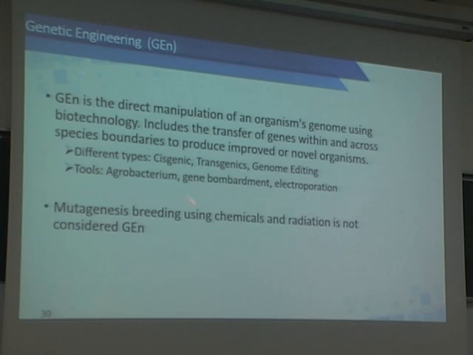Well, first of all, I think everybody is now aware of what genetic engineering and transformation are. There are different types. We can use cisgenic, so that's transferring a gene within the same species, or we could use transgenic from different species. More recently, the method of genome editing has been developed, and I will spend a little bit more time on this methodology later. And transgenic or genetic engineering can be used with agrobacterium, gene bombardment, or electroporation. There's a method that's been used in Europe and several other countries based on mutagenesis. But this method is not considered genetic engineering or GMO.